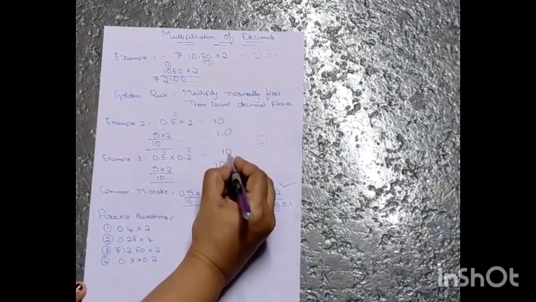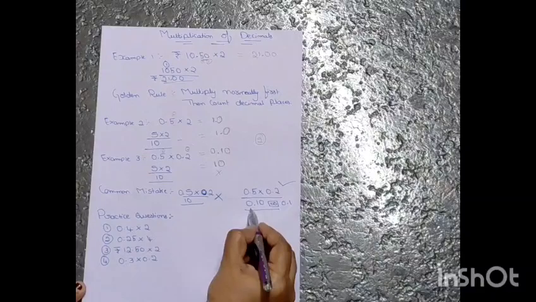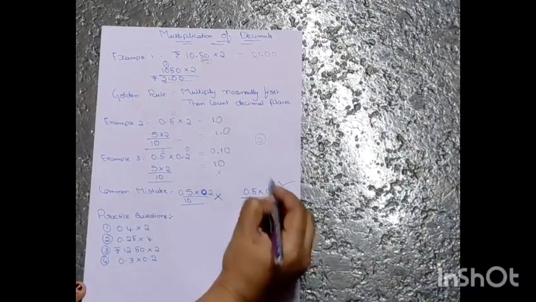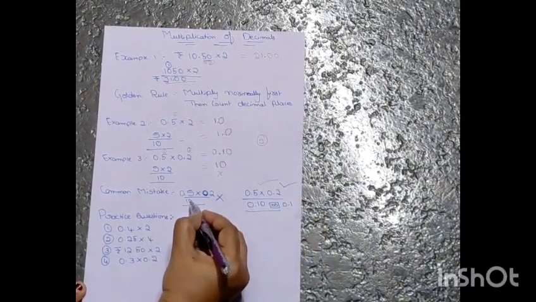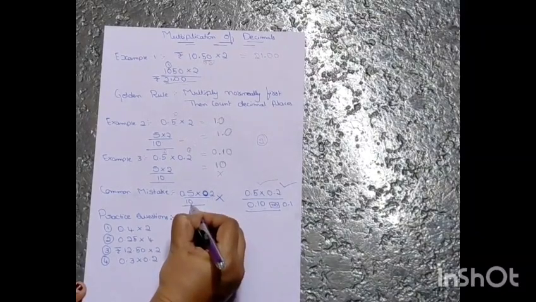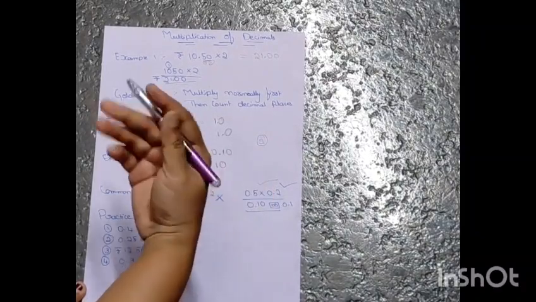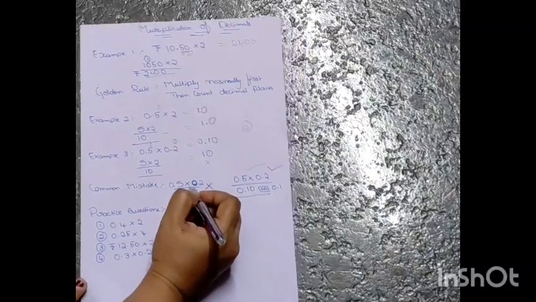So how to keep? 1, 2. Now you keep the dot here. Then you apply the 0 here. So 0.10, or you can write 0.1. This is the correct answer. So, students, don't make these mistakes. 5 2s are 10, yes. But many students get confused here and they don't know how to do the multiplication of decimals. Once you correct this one, it will be perfect.